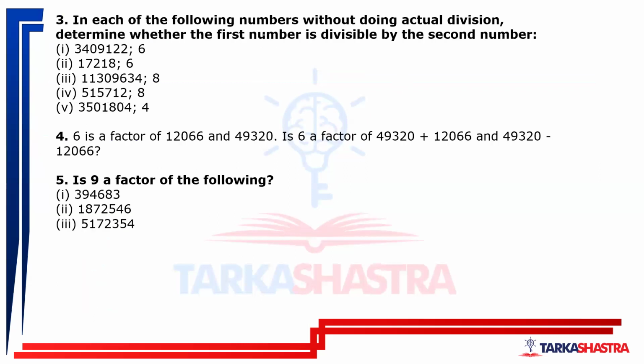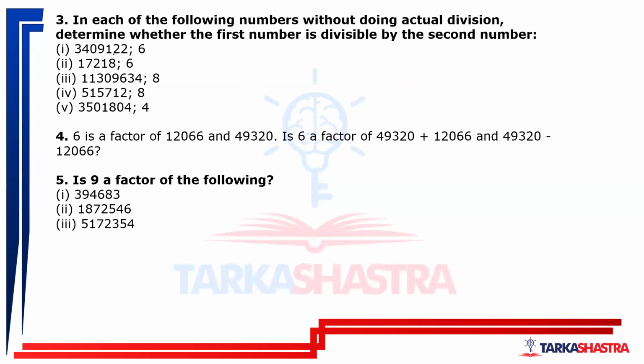Next, in each of the following numbers, without doing actual division, determine whether the first number is divisible by the second number. You don't have to do the actual division; you just have to check whether the first number is divisible by the second one or not.